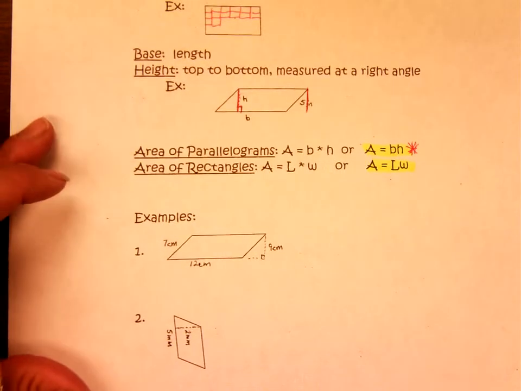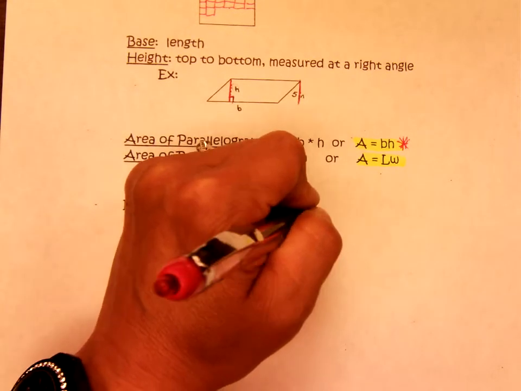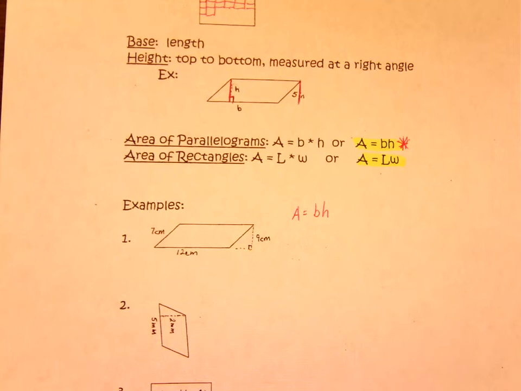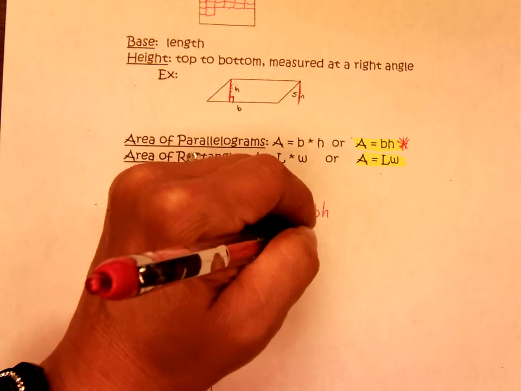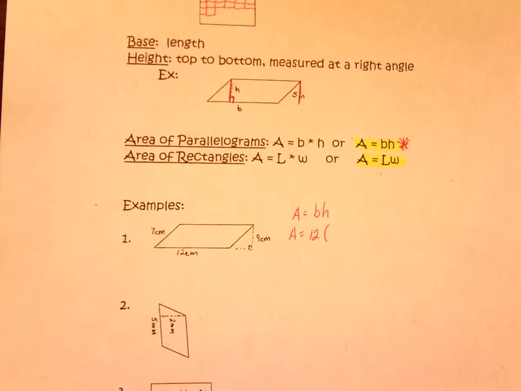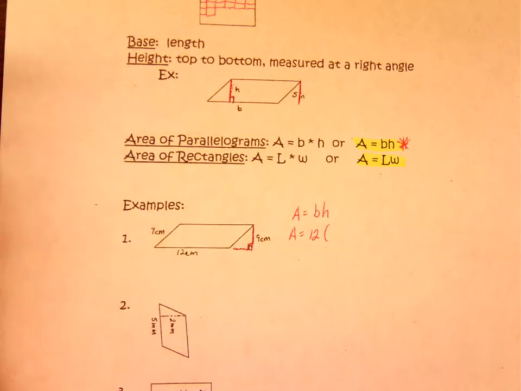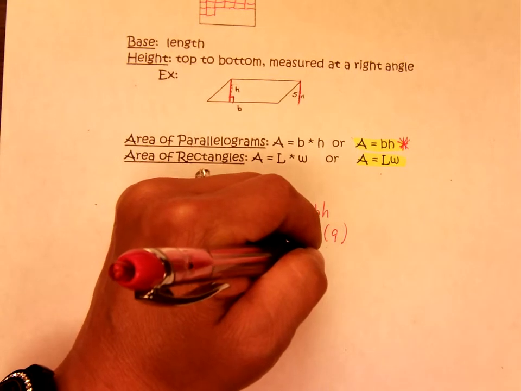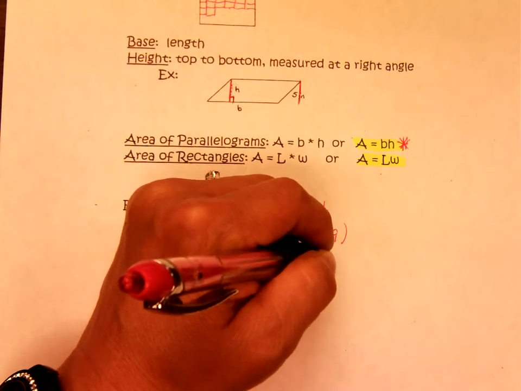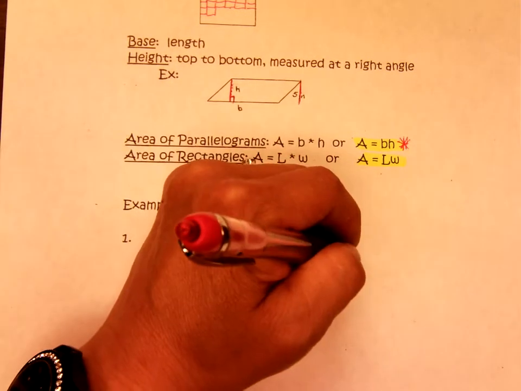So let's look at number 1. First of all, you always write the formula. So the formula is area is equal to BH, base times height. The base is the one that goes straight across, that's the length. So area is equal to 12 times the height. Now you've got to decide, do you use the 7 or do you use the 9? Remember, the height is always the one that makes a right angle. So you use the 9, not the 7. So area is equal to 108. Don't forget your units, centimeters.